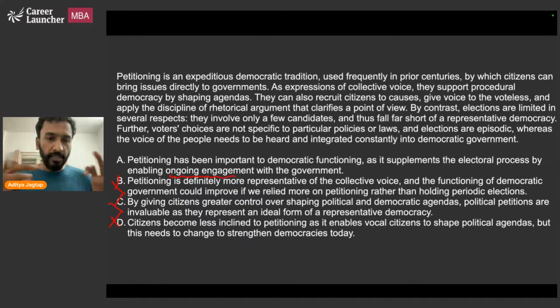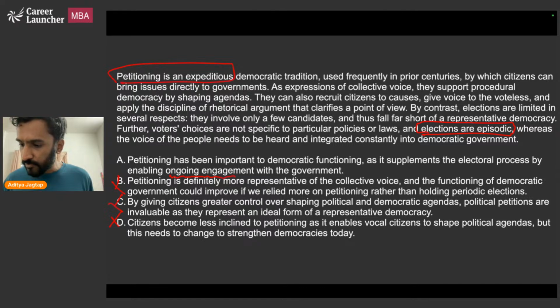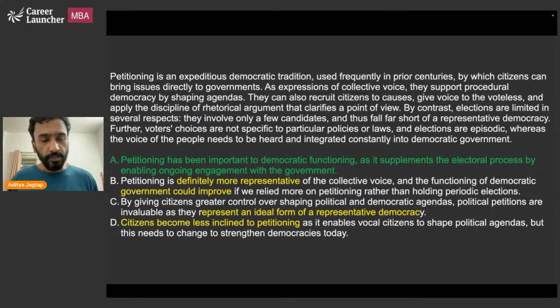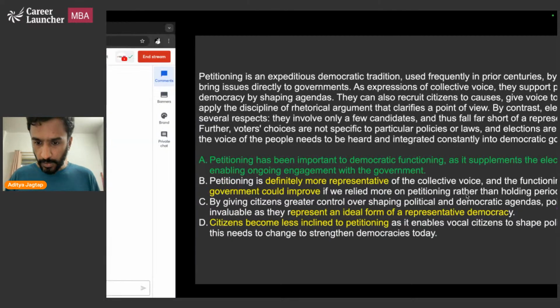But I told you, if you are compressing information, there'll be loss of information or there'll be some change in information, right? And we notice here that elections are episodic, whereas petitioning is expeditious. Expeditious is whenever, right? So it's an ongoing process. Option A is the correct choice. If you notice, with each option I've marked words which are incorrect. There are some higher level difficult words also, sorry, problematic words also, but option A is the correct choice here.